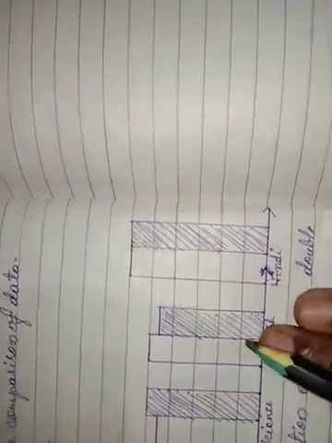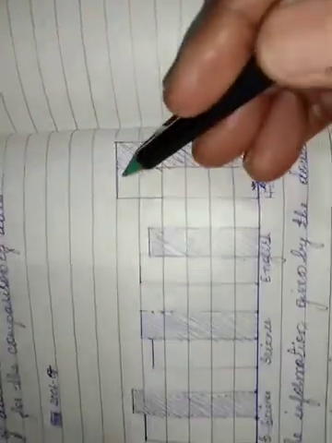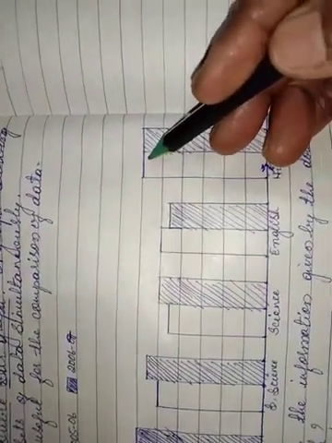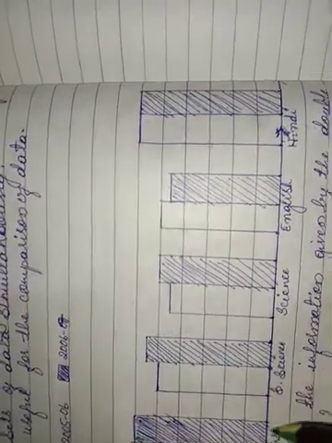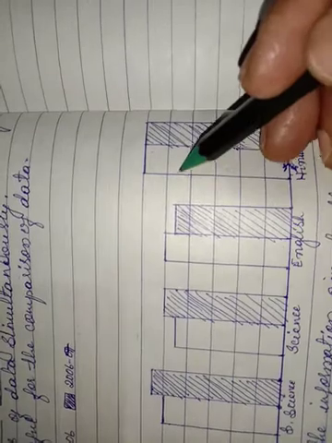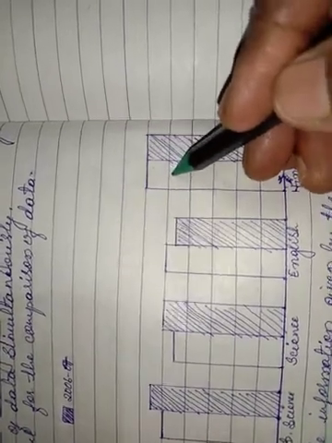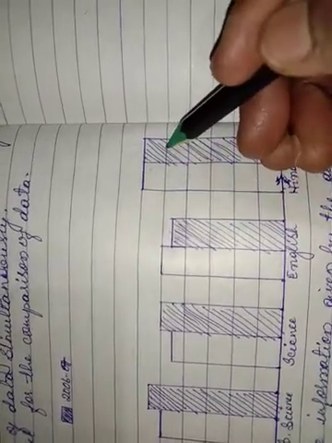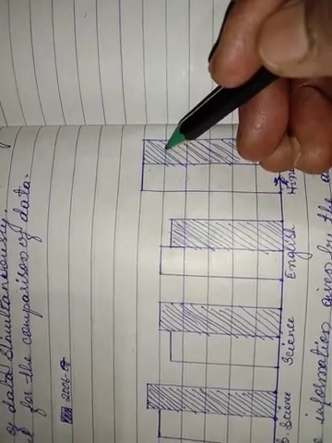Understood? The next, in which subject is the performance at par? That is equal, the same, it remains same. Par is nothing but remains same. In Hindi. Hindi he got maximum marks, that is 60, equal to mathematics, and it is constant. Last year also he got the same marks, and this year also he got the same marks. Okay, children. So easily we identified this graphical representation.